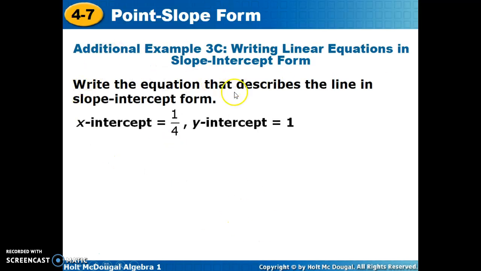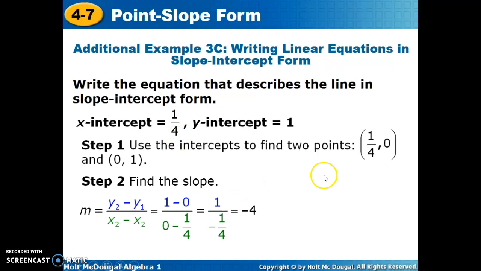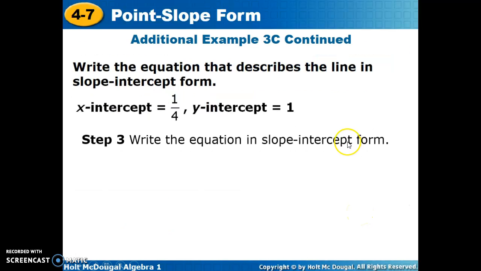Now we're going to write the equation that describes the line in slope-intercept form, using the intercepts to find 2 points. The y-intercept is 1. The x-intercept is 1/4. So we know this is one of the points on our line because 1/4, 0 is on the x-axis, 0, 1 is on the y-axis, and we're going to use those 2 points to find our slope. Slope ends up being negative 4.